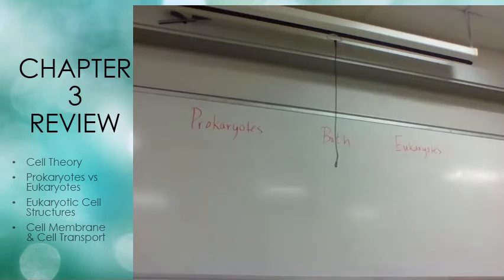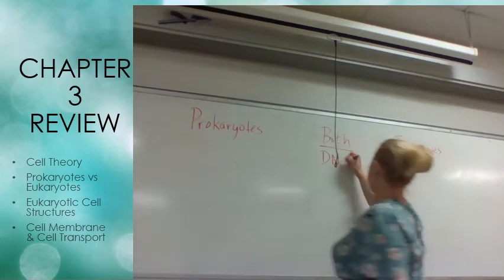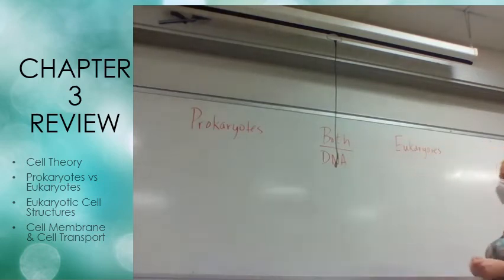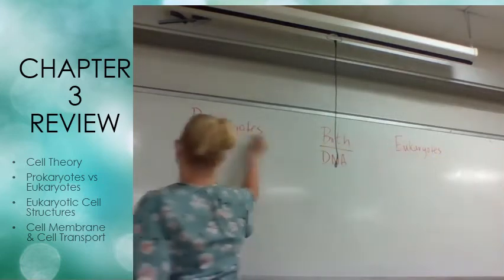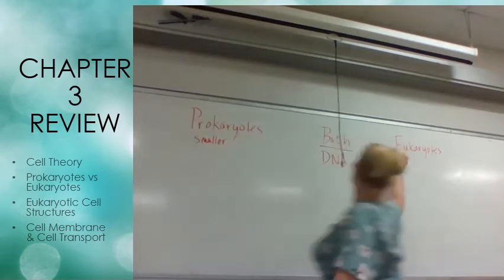So let me ask you this. Which type of cell has DNA? Both. Which type of cell is smaller? Prokaryotes. So this one's smaller, this one's bigger. So I'll put that over here.